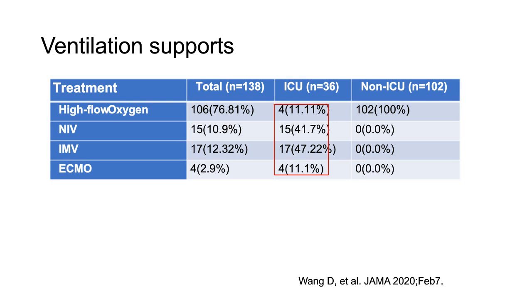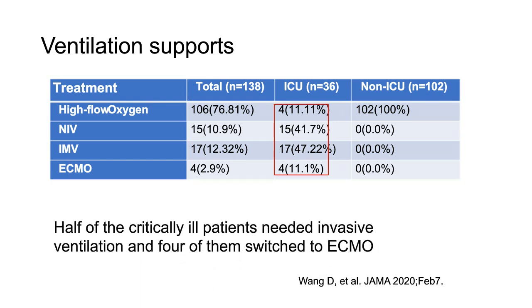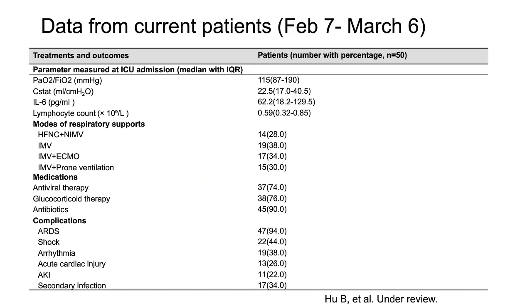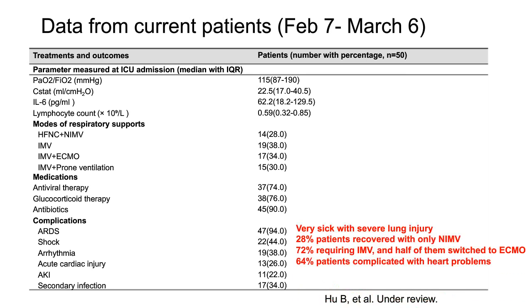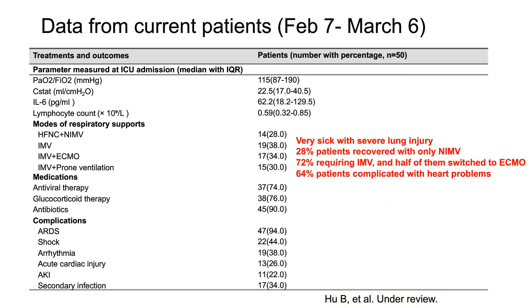This is the updated data from our current patients in the last month. You can see the PF ratio is always quite low, it's only 115. And we also measured the IL-6 level. The IL-6 level is high. And we also measured the lung compliance when the patient was intubated on the first day. It's also quite low, around 20.